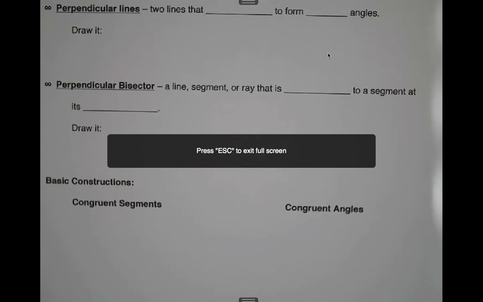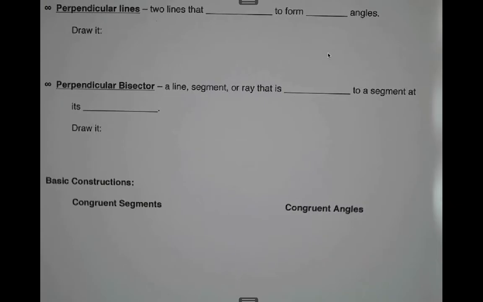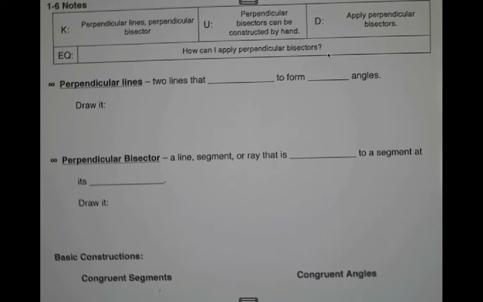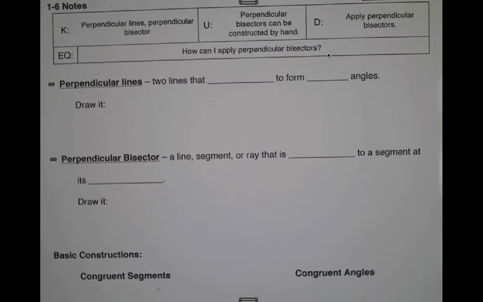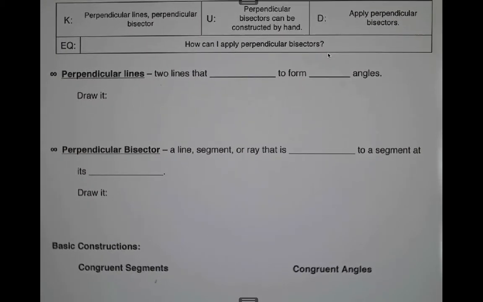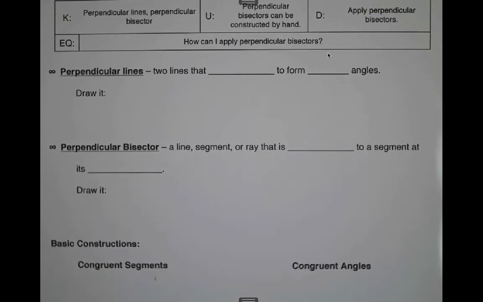All right, so 1-6 you can see is a nice quick set of notes. There are no direct practice problems right now associated with 1-6. However, we will see perpendicular lines and perpendicular bisectors. Those terms will come up throughout the course at times. 1-6 is really about constructing these types of segments and angles as listed on here.